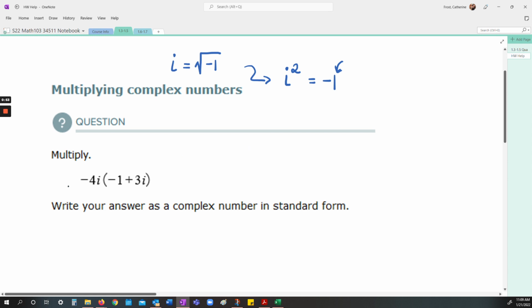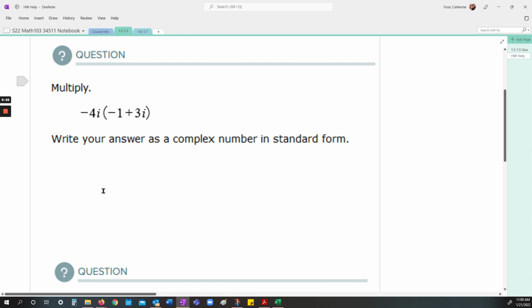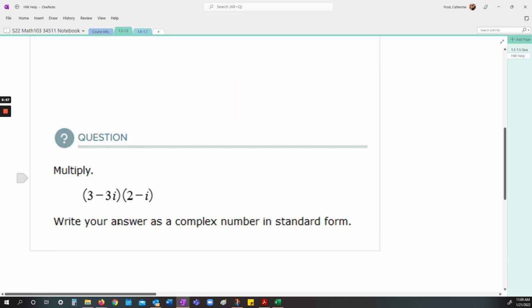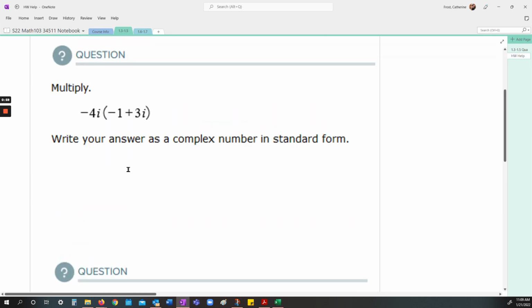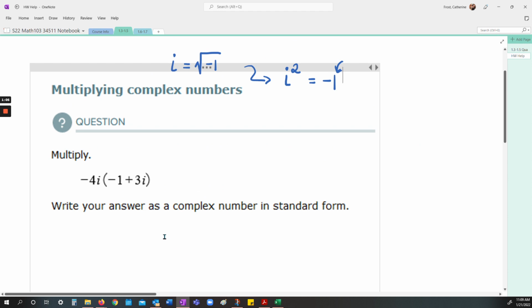It's maybe easier in some ways than something like this guy, but we're going to do this guy too. Okay, so we have -4i times the quantity -1 plus 3i. So we're going to distribute this -4i. By the way, it says write your answer as a complex number in standard form. Remember, the standard form for a complex number is a plus bi.